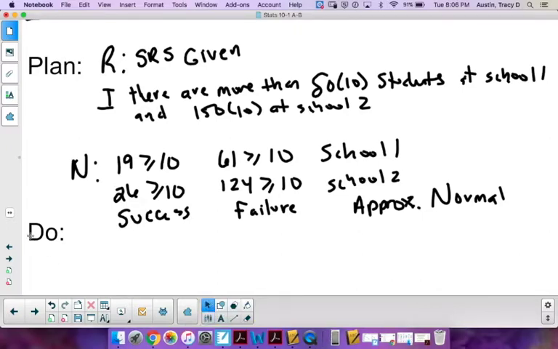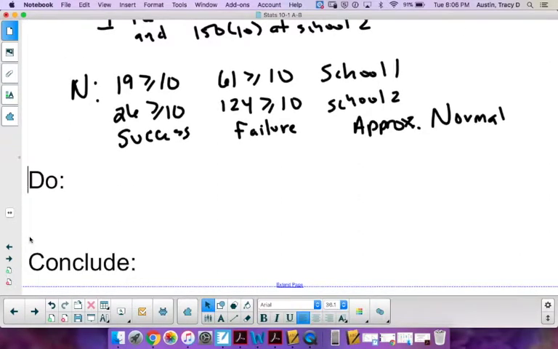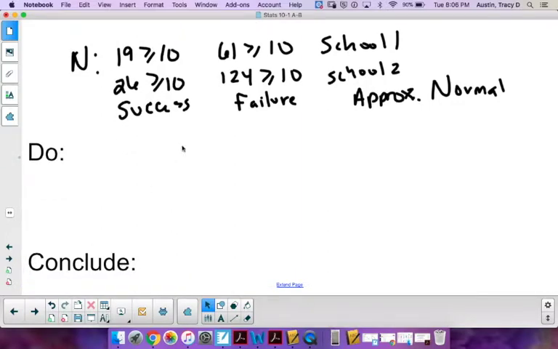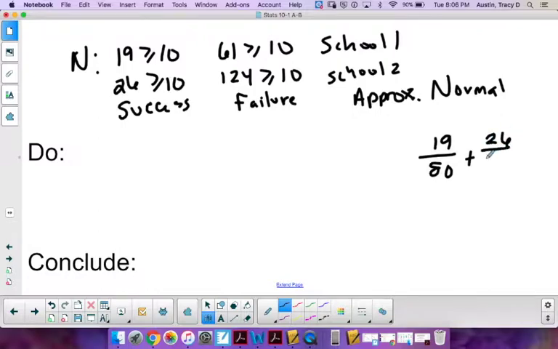Okay, the do. Let me see if I can squeeze it in and get it all to fit. That's the fun part. Okay, so somewhere off to the side, I'm going to go ahead and grab my iPad again to get my Desmos. Go ahead and off to the side, combine your successes with your sample sizes, please. That's going to be 19 out of 80 plus 26 out of 150. And we need to get our combined proportion, so for our standard deviation.